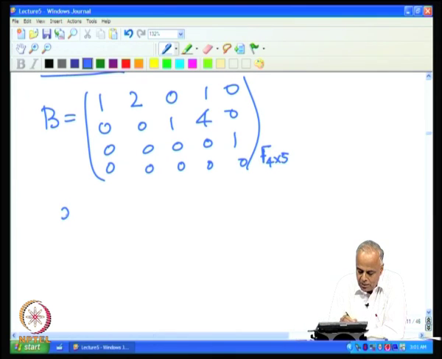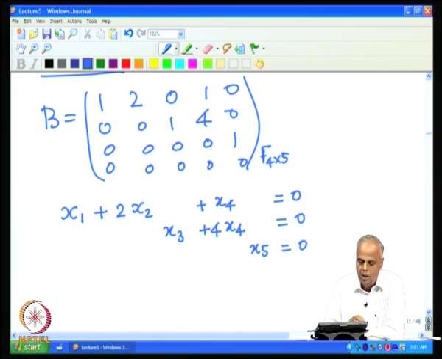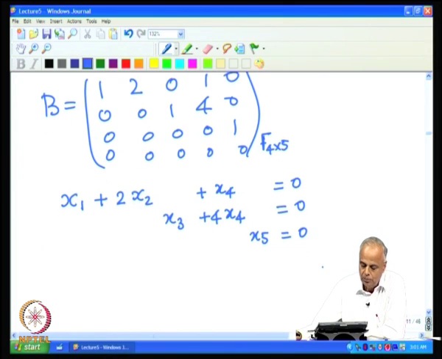If you look at the homogeneous system corresponding to this, it is x1 plus 2 x2 plus x4 equal to 0. That is the equation corresponding to the first row. The second row gives x3 plus 4 x4 equal to 0. The third row gives x5 equal to 0. The last row gives just 0 equal to 0. So, effectively there are only 3 equations. So, the number of effective equations is equal to the number of non-zero rows in that row reduced echelon form.